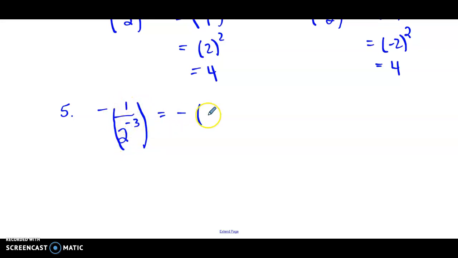So 1 over 2 to the negative 3, once the negative is in the base, I take the reciprocal of 1 over 2, which is 2. I make my exponent positive. This negative is still in the front, so I'll have a negative, evaluate 2 to the power of 3, that's negative 8. Let's go look at our next example.